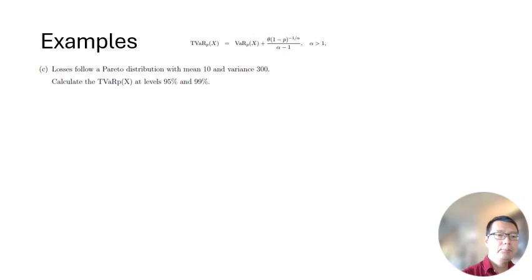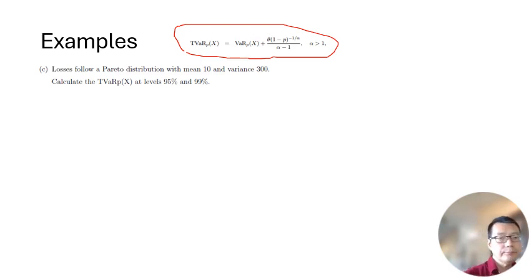Now let's look at example C. Losses follow a Pareto distribution with a mean 10 and variance 300. Calculate the TVaR at the level 95% and 99%. Again, this can be utilized in the formula to calculate easily. This formula is in the formula sheet for the shortened exam. But first, to solve this problem, we need to find out alpha and theta for a Pareto distribution. But this exercise we already did previously.